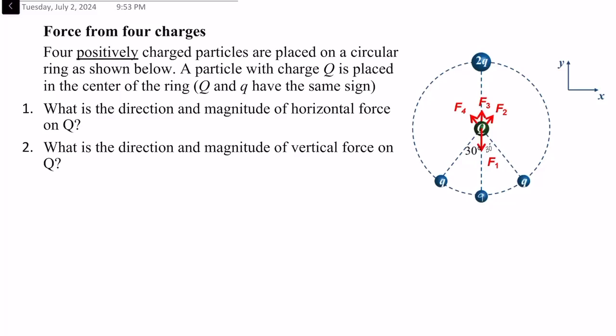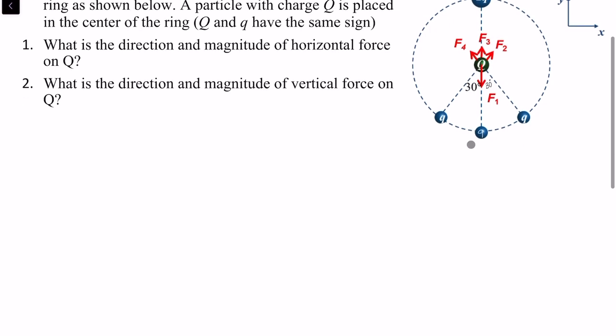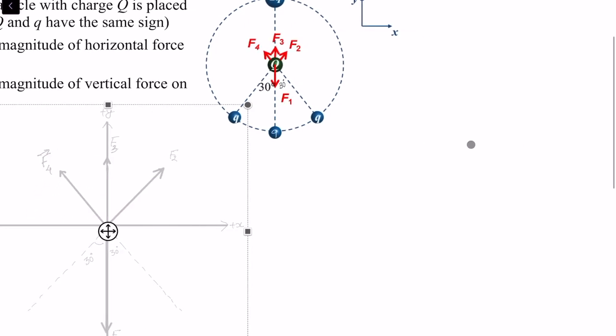Hello everyone, today we're going to do a problem related to Coulomb's law. We have four positively charged particles on a circular ring as shown in the figure, and a particle with charge q is placed in the center of the ring. Since all charges are positively charged, they will repel each other. We need to figure out what will be the net force experienced by the charge at the center of the ring. Let me redraw the diagram, which looks something like this one.